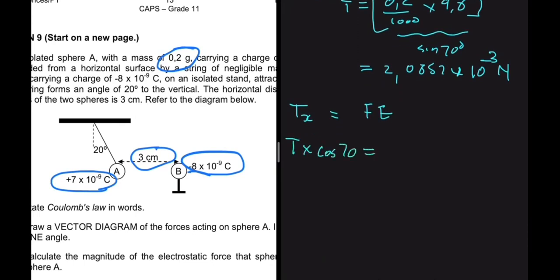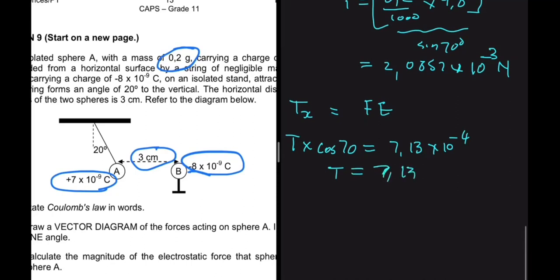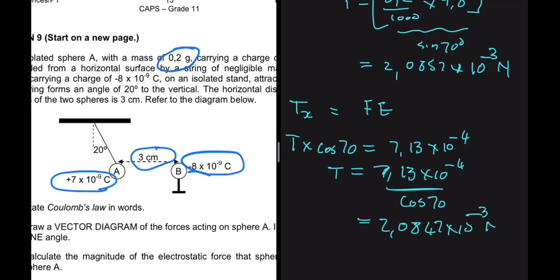So we have cos 70 being equal to the electrostatic force. We calculated the electrostatic force in 9.3, right? We know fully well that it is 7.13 times 10 to the minus 4. So now we divide both sides by cos of 70. So the tension is going to be 7.13 times 10 to the minus 4 divided by cos of 70, and that is equal to 2.0847 times 10 to the minus 3 newtons.